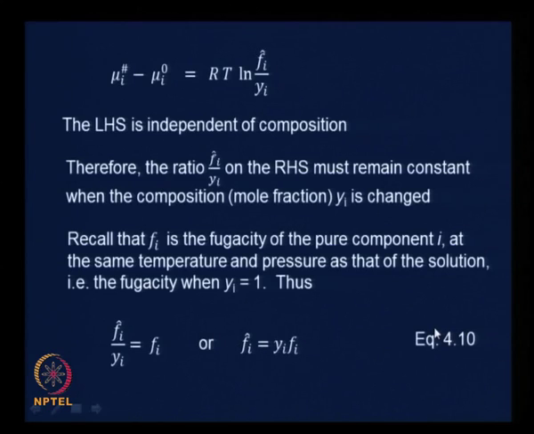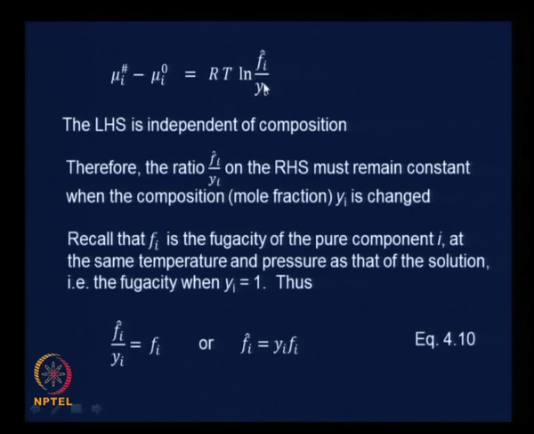This is something powerful, and before I go forward, let me go through this argument once again, because we will be using this argument a few times. We have a quantity here on the left hand side which is independent of composition, therefore the right hand side must also be independent of composition. The only term that changes with composition is this, therefore this has to remain constant when yi is changed between the ranges that it can take.